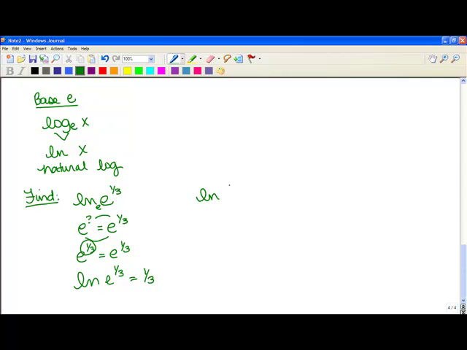Another problem is ln of the square root of e. Again, we have a base of e, so we know e to what power equals the square root of e. A square root has an imaginary 2 here, and e would have a first power. So changing this to an exponent, we would get 1/2. Again, the bases are the same, so the exponents must be equal. So the power we're looking for is 1/2.